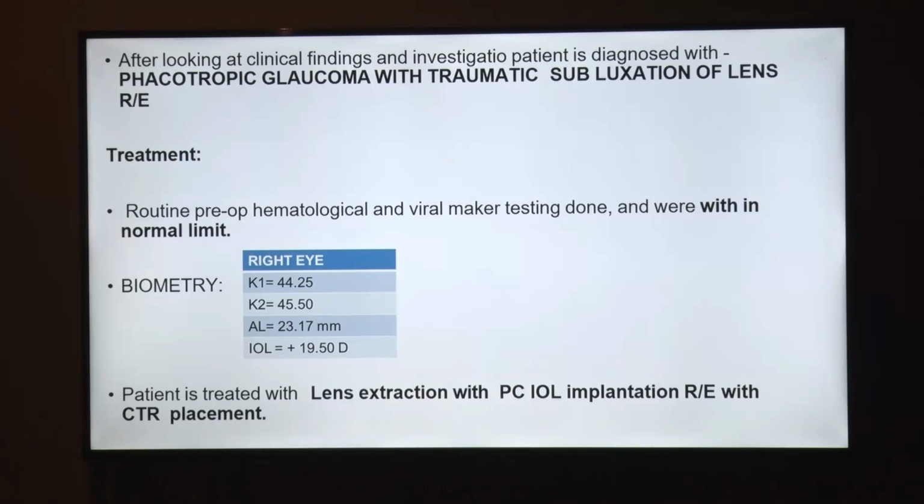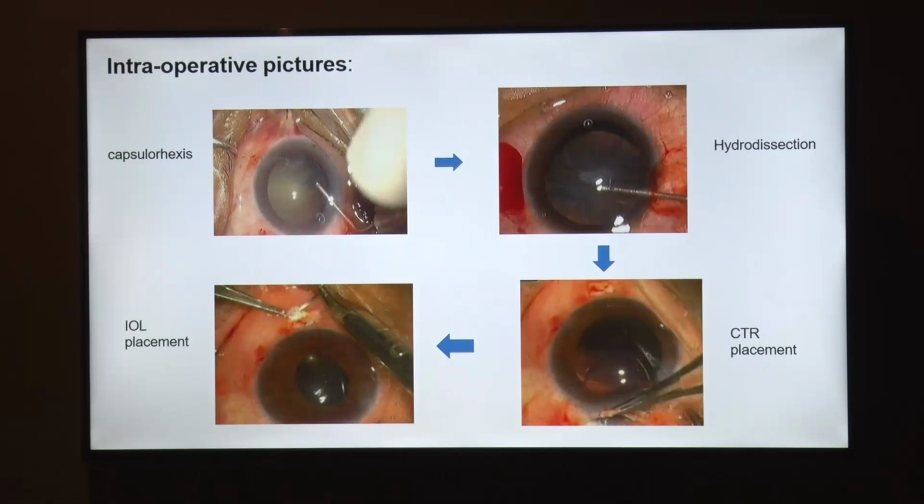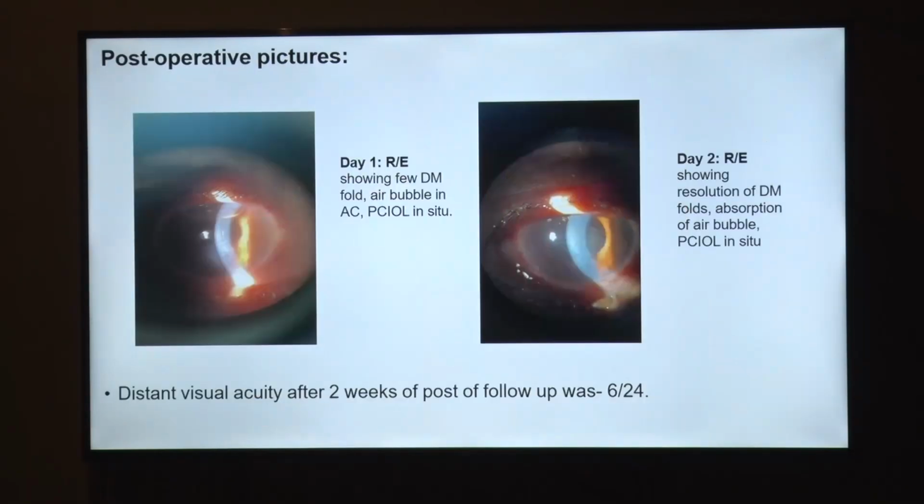After doing biometry, the axial length was within normal limits, and the keratometry in both meridians was within normal limits. We go for lens extraction with PCIOL implantation with CTR ring placement. After we place the CTR ring, after doing the hydrodissection and a big rhexis, the IOL is placed, and we place an air bubble to maintain the anterior chamber.